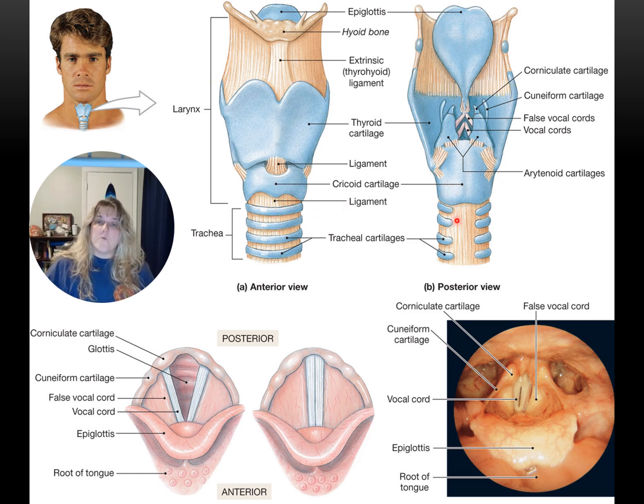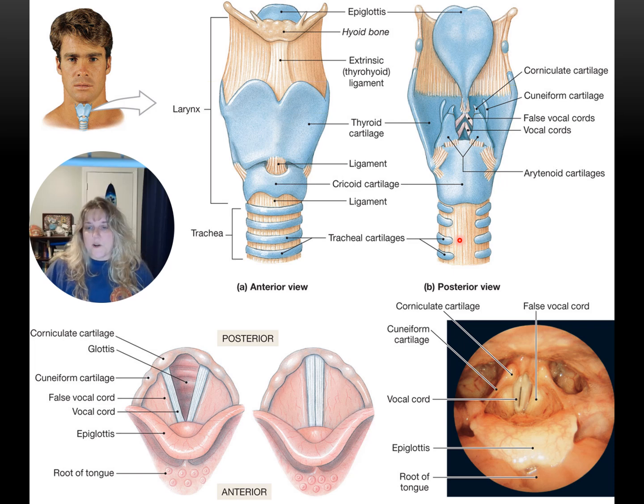Now, if you're wondering why it's C-shaped, what sits behind, remember I did this, what sits behind this trachea here? If you said the esophagus, you're correct. The esophagus sits back there.